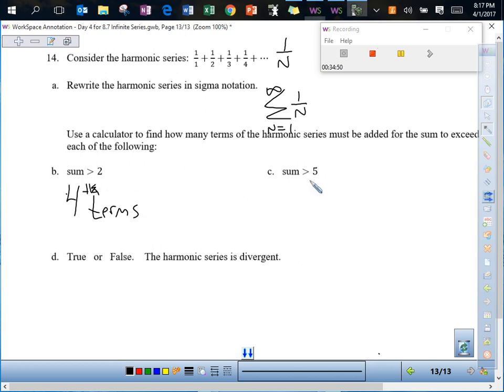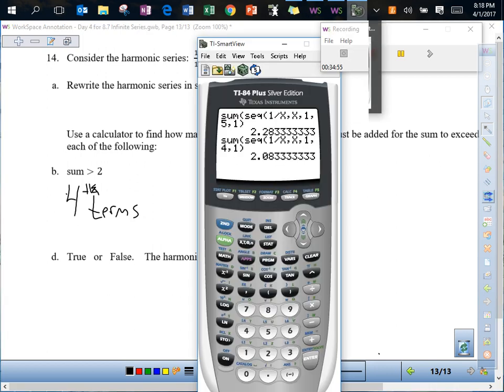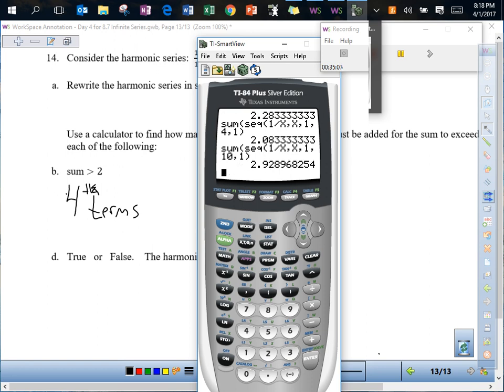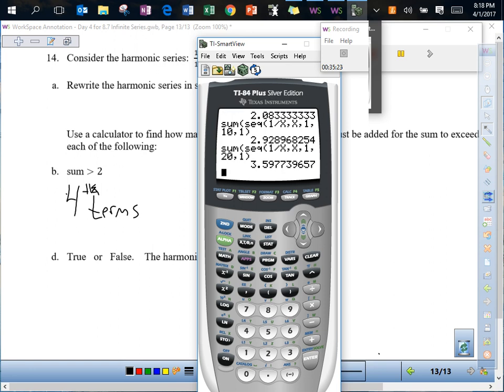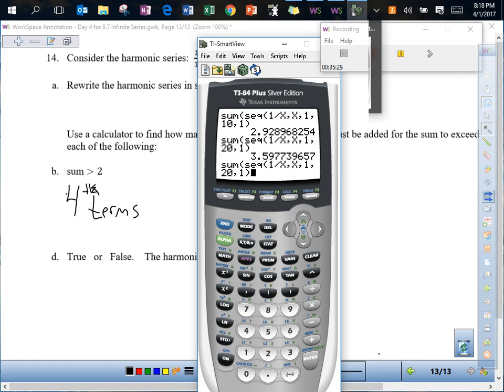To get a sum greater than 5, have your calculator again. Go second entry. And let's change this to, I don't know, maybe 10. So I'm going to go 10, comma, 1, close that back off, enter, and I'm at 2.92. Well, remember on this one, guys, we are trying to beat 5. So second entry, let's change that 10 maybe to a 20. So it's a little bit of trial and error right here. So it looks like I'm at 3. Well, let's really bump it up. Let's go second entry, and let's go 50.